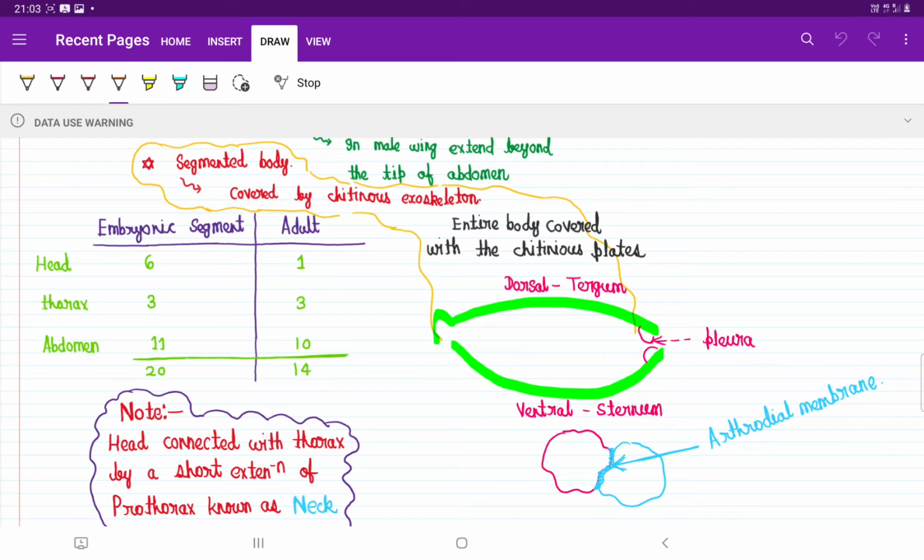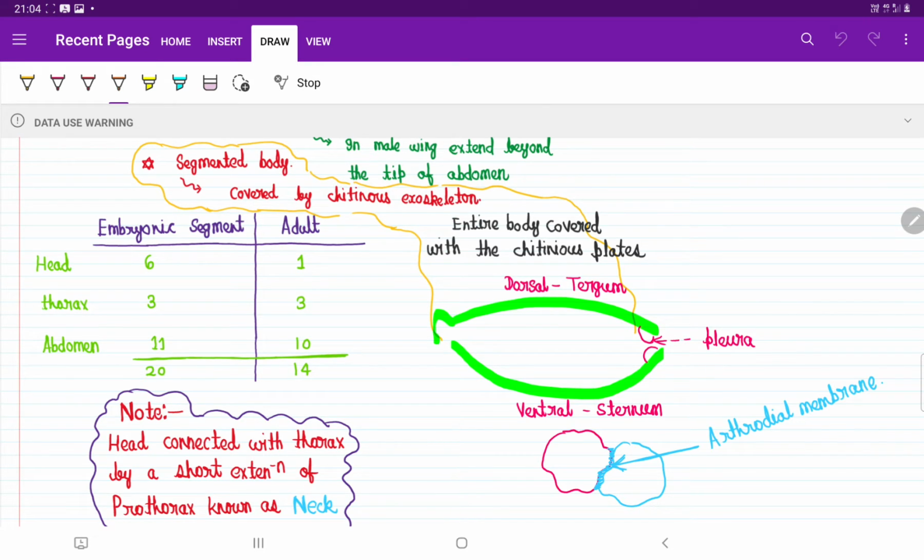You'll find them in marine water also. You'll find them in fresh water also. You'll find them in moist places also. You'll find them in desert conditions also. North Pole, South Pole, everywhere, tropical rainforest, whatever ecosystem, everywhere they are present. And the reason is the presence of this chitinous exoskeleton. Cockroach also has a chitinous exoskeleton.